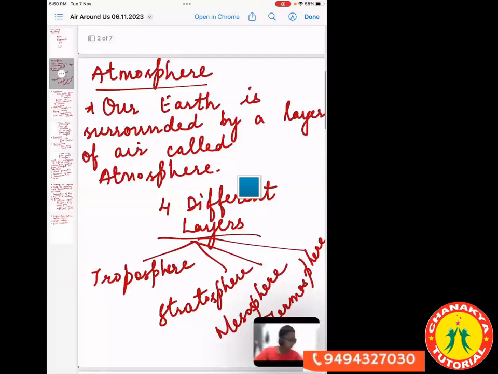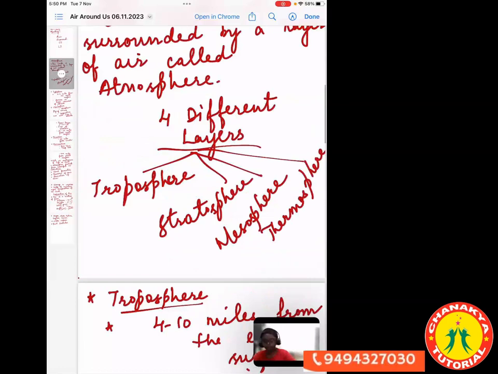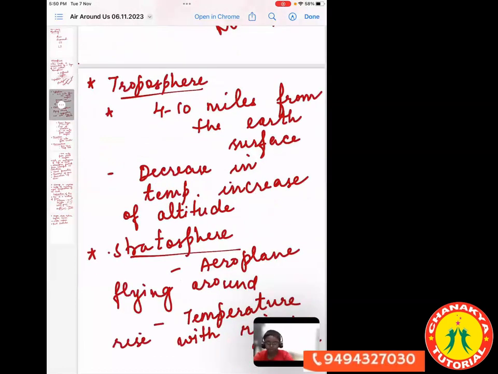About the atmosphere, we have discussed the different layers of the atmosphere: troposphere, stratosphere, mesosphere, and thermosphere. Apart from that, exosphere also. The troposphere is almost 4 to 10 miles from the Earth's surface. It decreases as we increase the altitude. Altitude is basically distance from the surface of Earth.